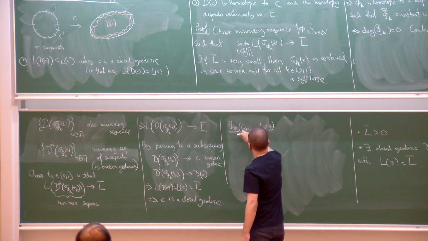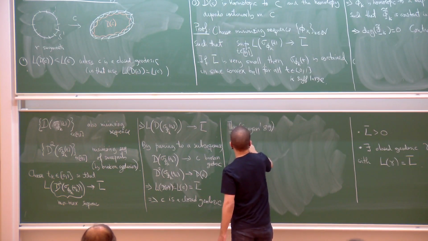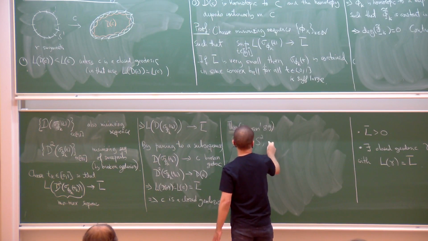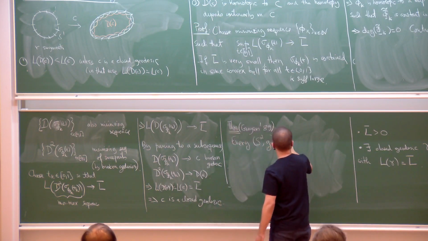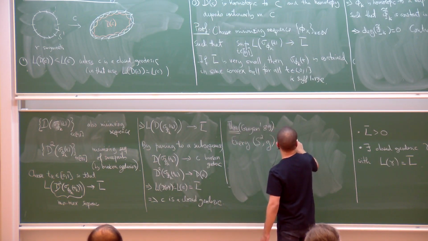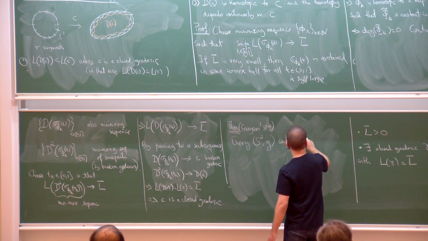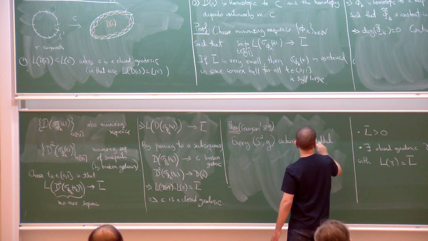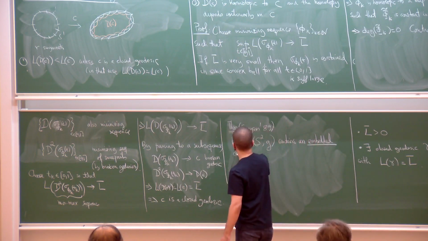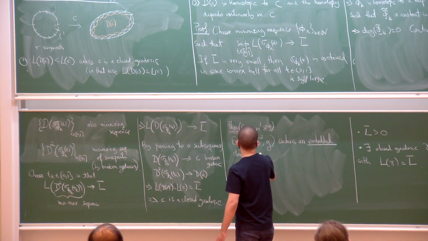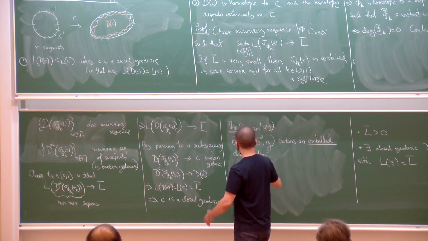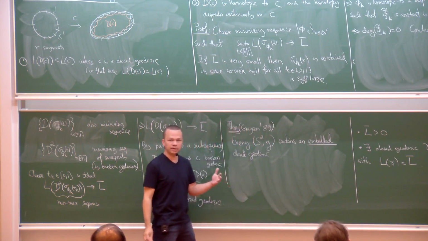Okay, so the theorem of Grayson is that every Riemannian S2 contains an embedded closed geodesic. So from now on, whenever I say a closed geodesic, I mean a non-trivial one.